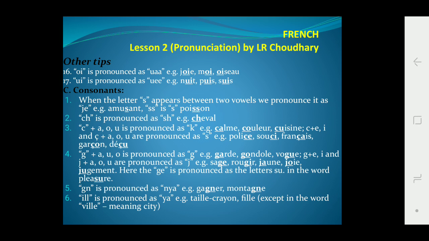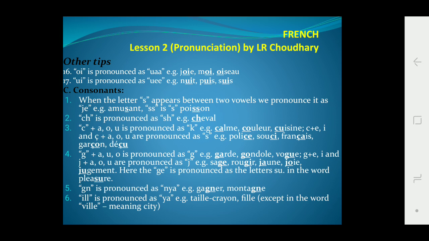Now some other tips for these pronunciations. Number 16, you can see OI is pronounced as ua. For example, joie, moi, voiture. So OI sounds like ua. Then number 17, UI is pronounced as UI. For example, nuit, puis, and suis. Sounds like UI.